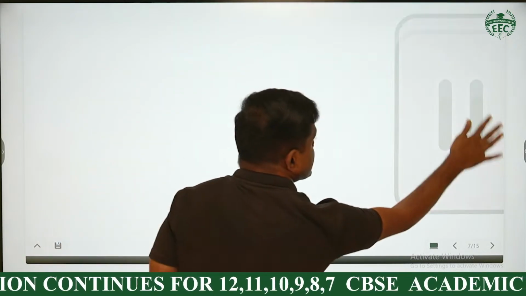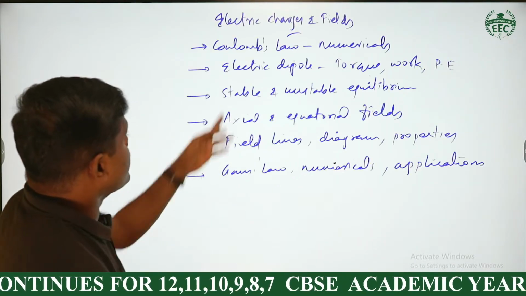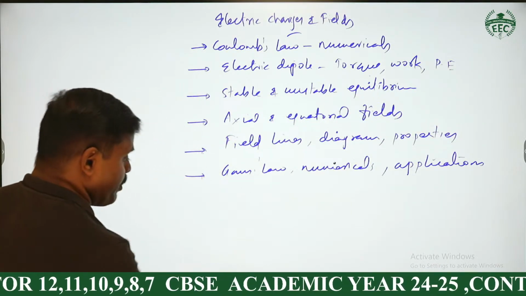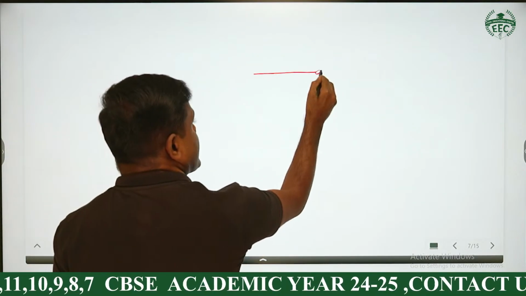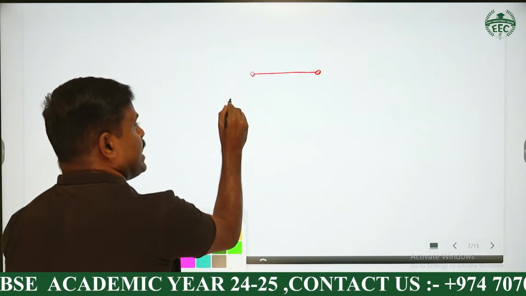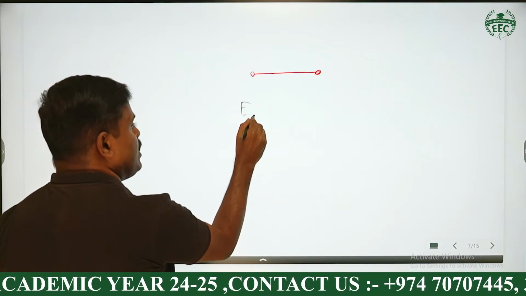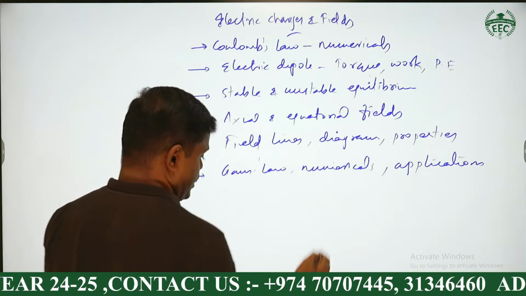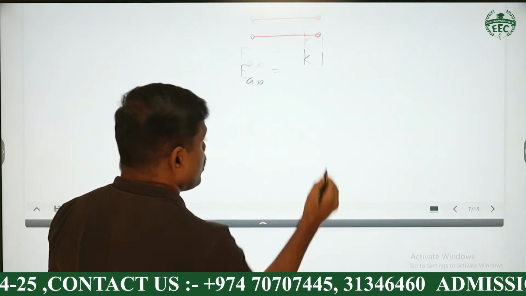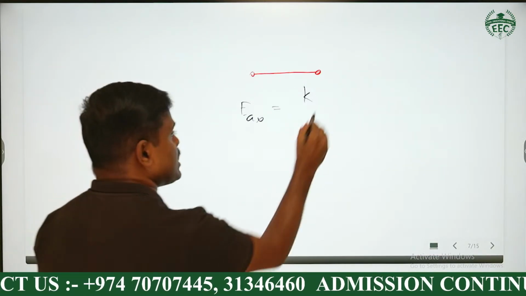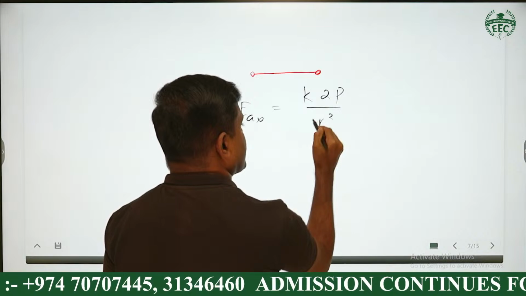Alright, so let us move to the next point. Next point here is electric dipole, torque, work, potential energy. Electric dipole, what all questions can come? They can ask the derivation. Axial field is K into 2p by r cube. Electric field axial is given by K into 2p by r cube.